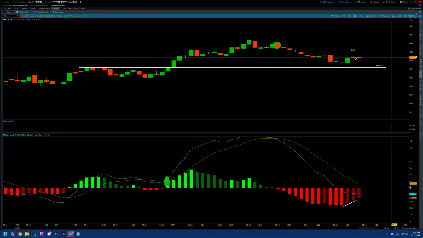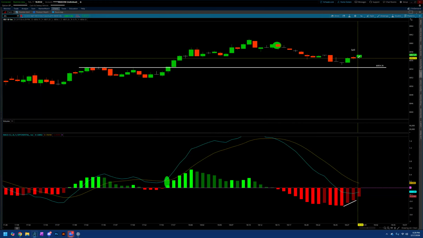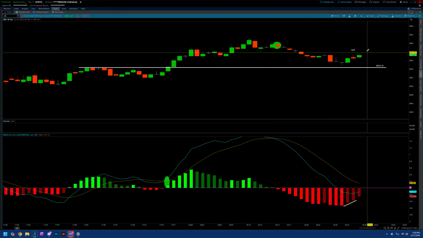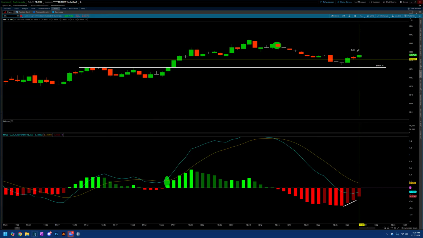But it doesn't matter until the candle closes. So we have to be really careful about making trades on candles that aren't closed. We have to wait for the bar to close before we make our decision on whether we want to buy or sell.